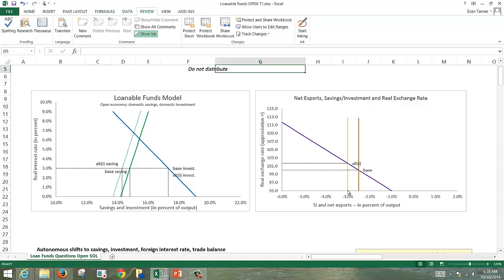This is going to mean, of course, a higher net export deficit, lower net exports. It's going to mean more imports, less exports, and it's also going to mean, because more money is coming into the country to finance a higher net export deficit, we're going to have a more appreciated real exchange rate.